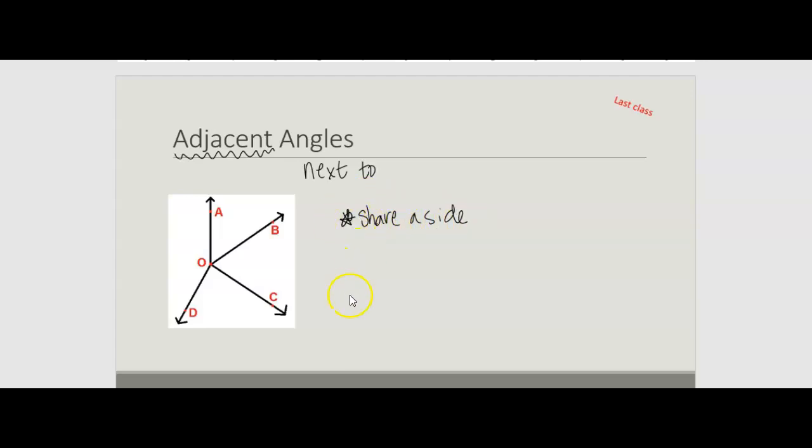That's the big deal. So we could say angle AOB, this one, is adjacent to angle BOC. See, they share this side OB. So these are adjacent.